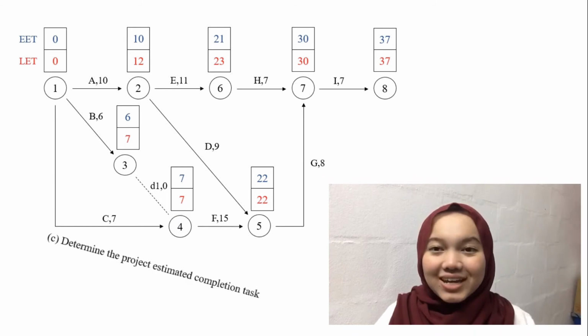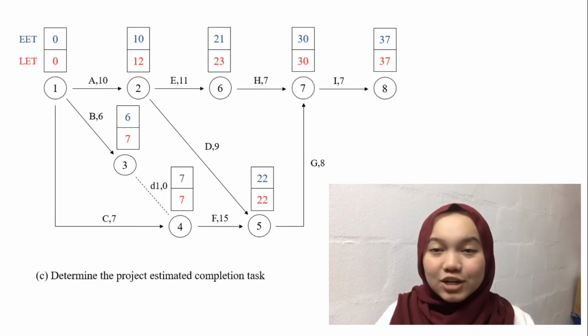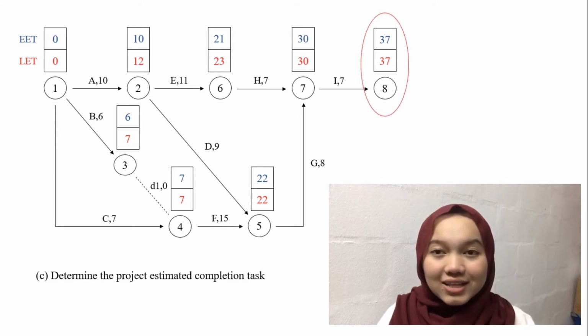Question C. Determine the project estimated completion time. So for this question, the answer is 37 weeks, because we look at the EET and LET at the end of the node.